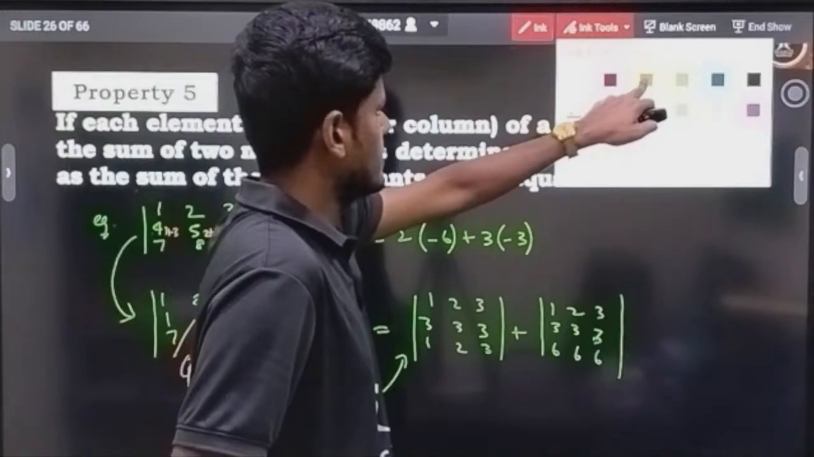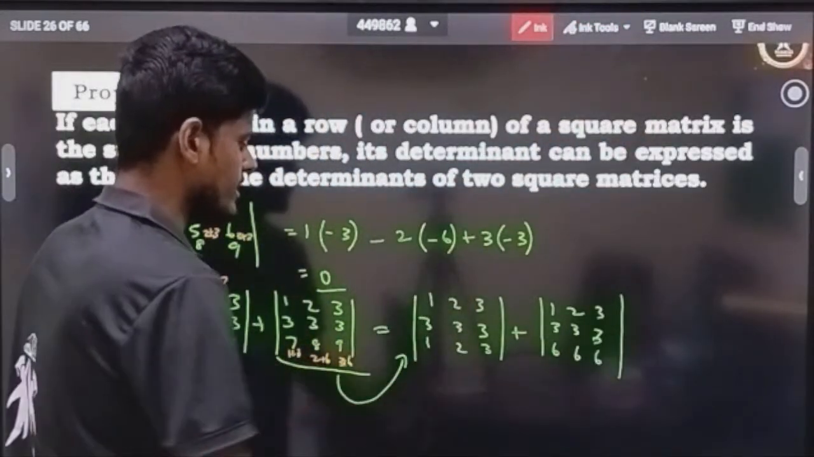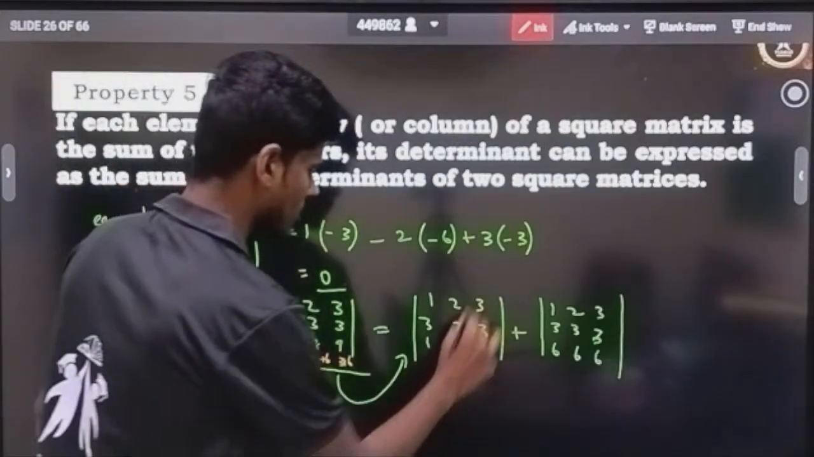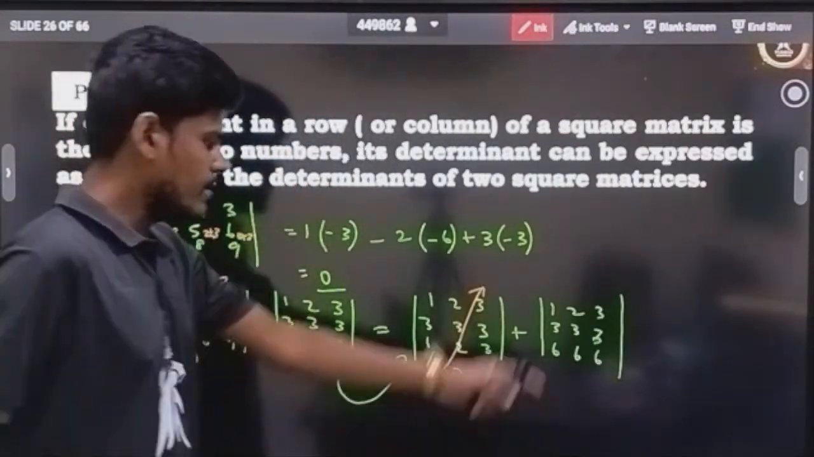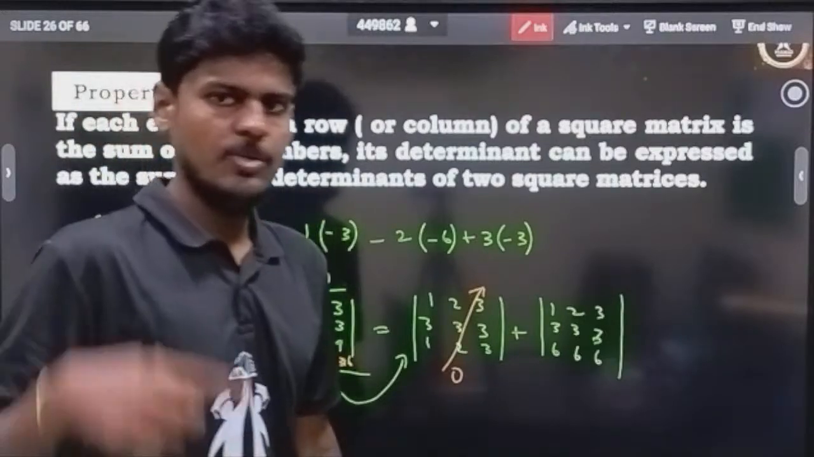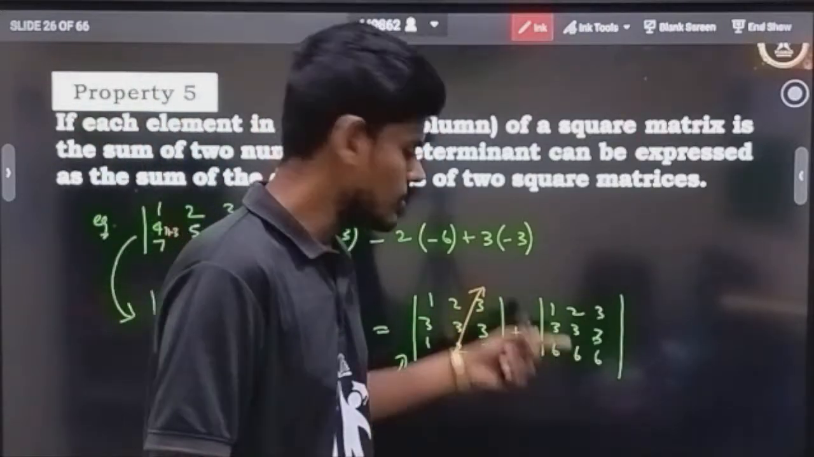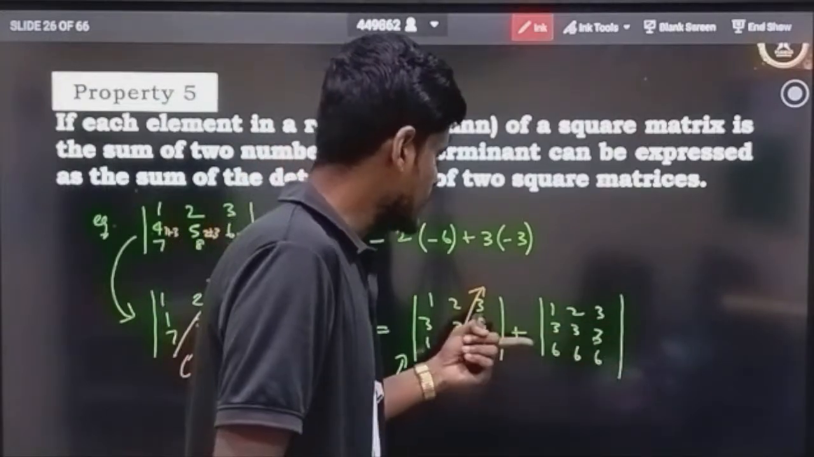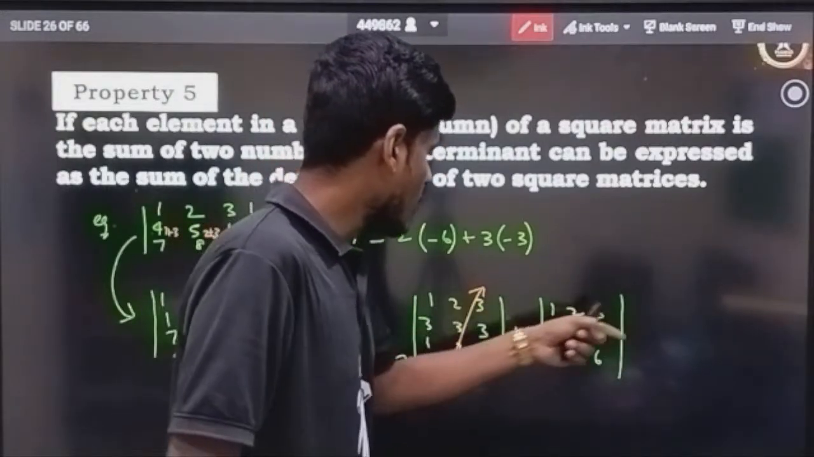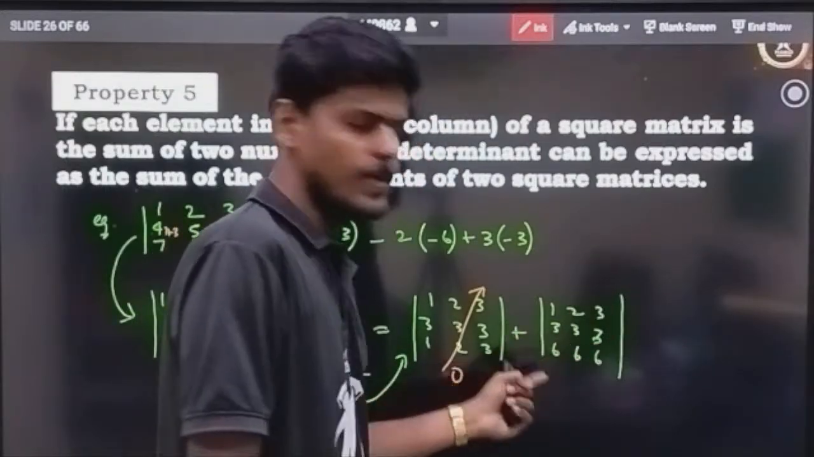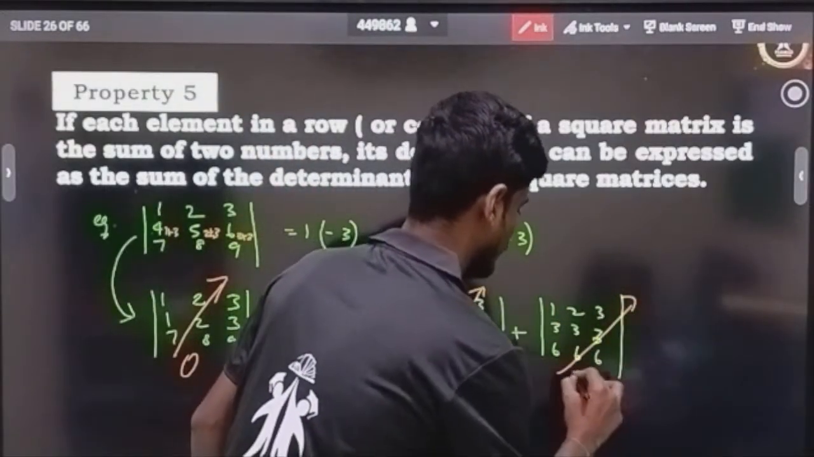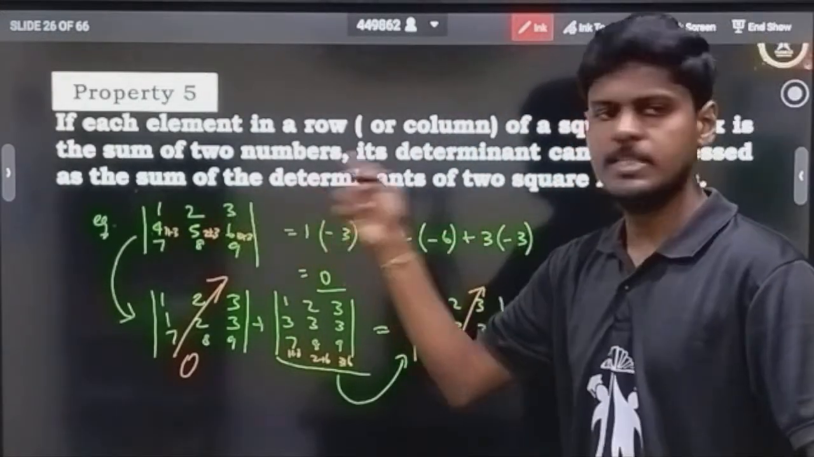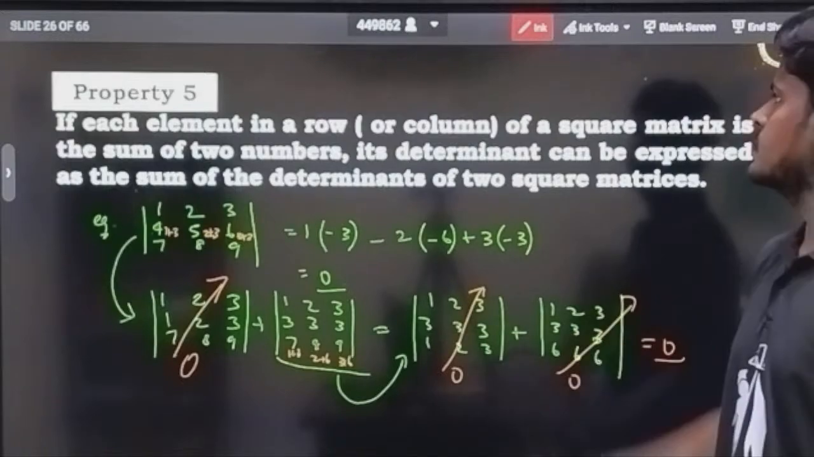Now what is the expansion of these determinants? The first becomes 0. Why is that? Because R1 and R3 are identical. What about the second determinant? It is also 0. Why is that? Because row 2 and row 3 are proportional. We can take 3 outside from row 2 and 6 outside from row 3, and we will have 1, 1, 1 in both rows. So this determinant is also 0. So what is the final answer, students? It is 0, which is the same as the expansion of the original determinant. That is what this property means.